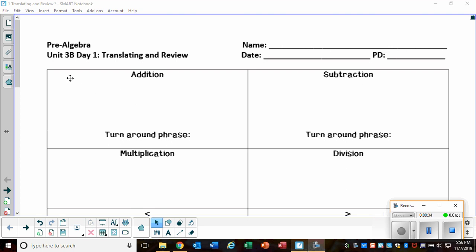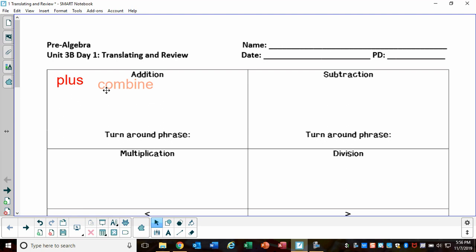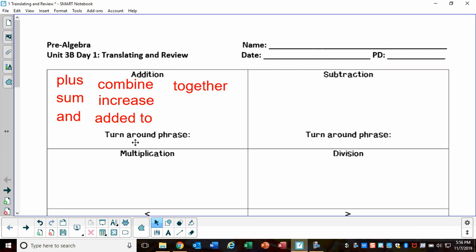So for addition, some words that mean addition would be plus, combine, together. Sum is what you get when you add two numbers together. The result is a sum. Increase is another one. What else? And when you see only the word and, there's no other words that mean another operation, then and just means to add, added to. And then there's one more word that's a turnaround word, more than.